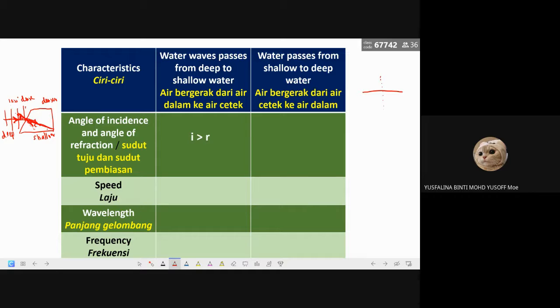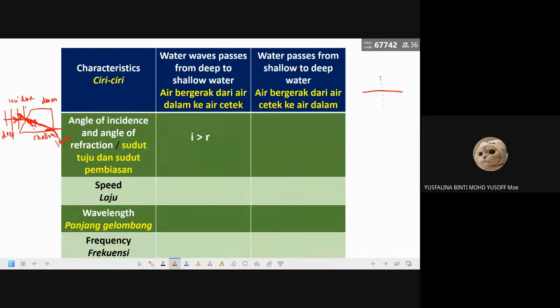And then another one, let's say I draw another normal line here. The normal line should be 90 degrees with the surface of the plane. For this one, it comes from dense to less dense. So this one should be refracted away from the normal. When it is refracted away from the normal, it should be like this.